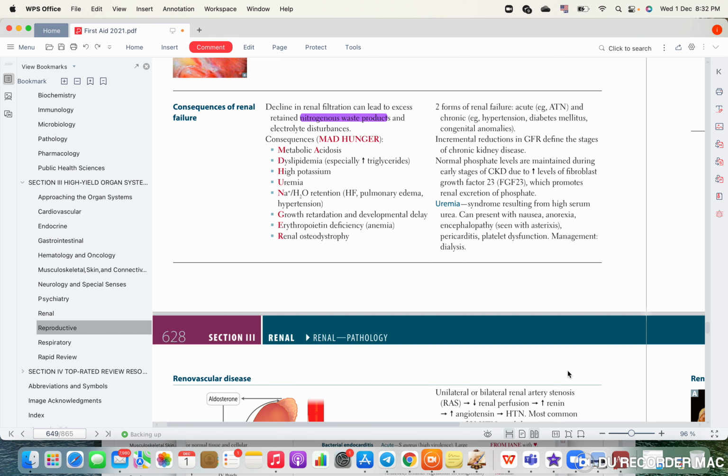Which substance will be accumulated in your body leading to pericarditis in case of renal failure? Urea, yes, it leads to pericarditis. How to treat this form of pericarditis? Dialysis, yes. Do not be fooled with choosing NSAIDs or colchicine.